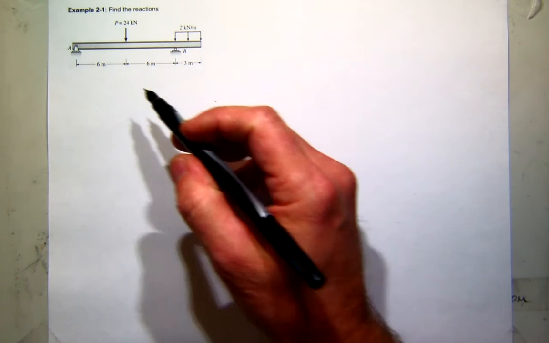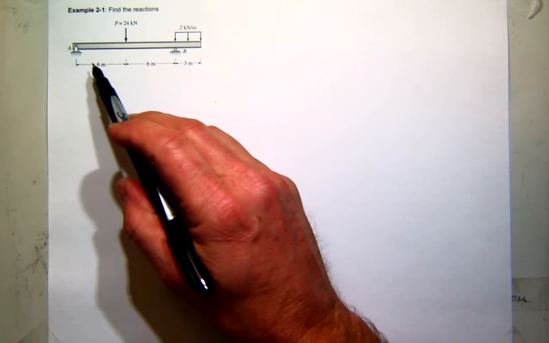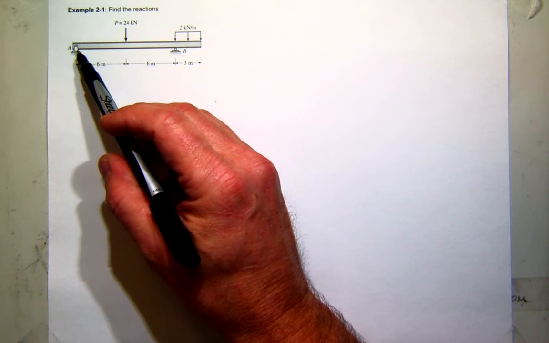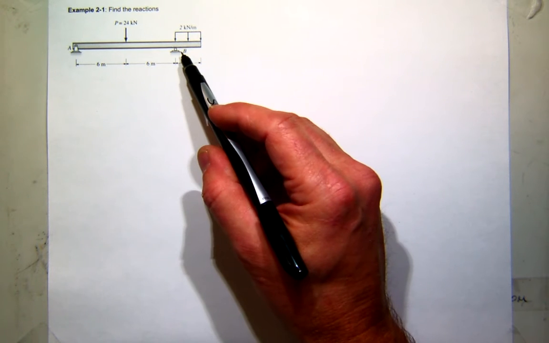Here we go. So here's our first problem. We're going to work the semester as a group. I just want to look at it quickly. It looks like there's a beam. Looks like a pin connection at A, so we'll assume that's a pin, and a roller at B.